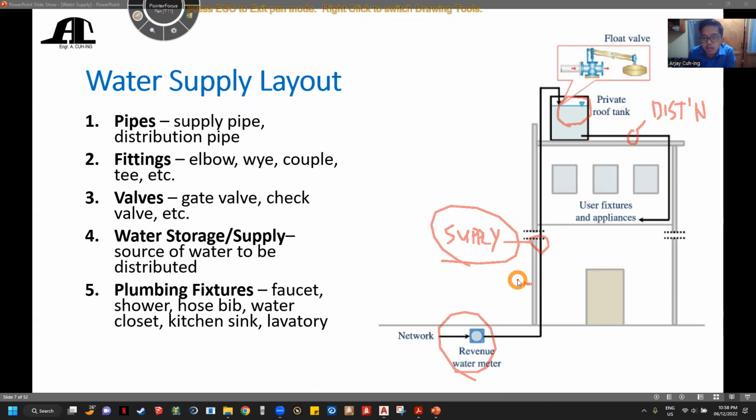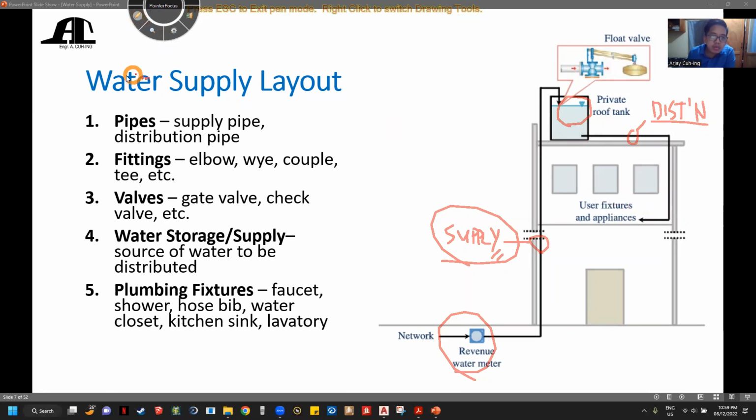This is the one coming from the water meter to the water tank. Again, class, from the name itself, it supplies the water from the water district going to the water storage. Okay? Tapos distribution pipes class, technically, these are the pipes that run from the water tank going to the fixtures. Okay? So technically, it distributes the water from the water storage going to the fixtures to be supplied.